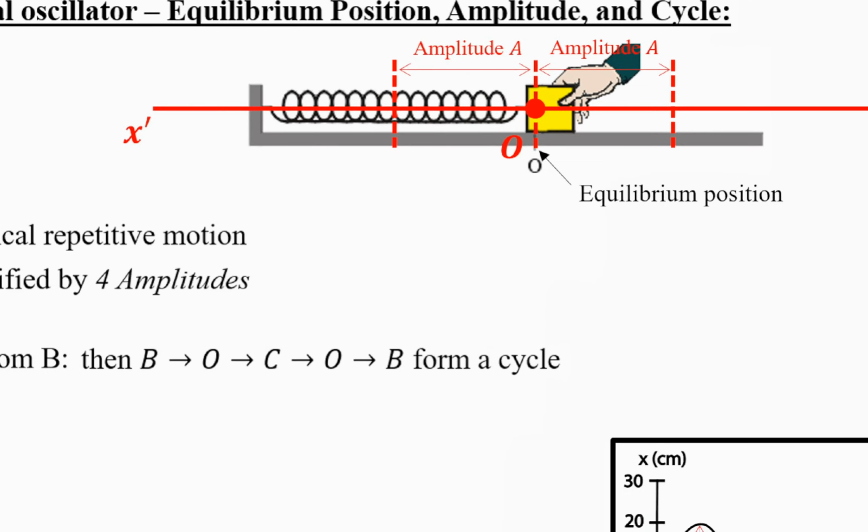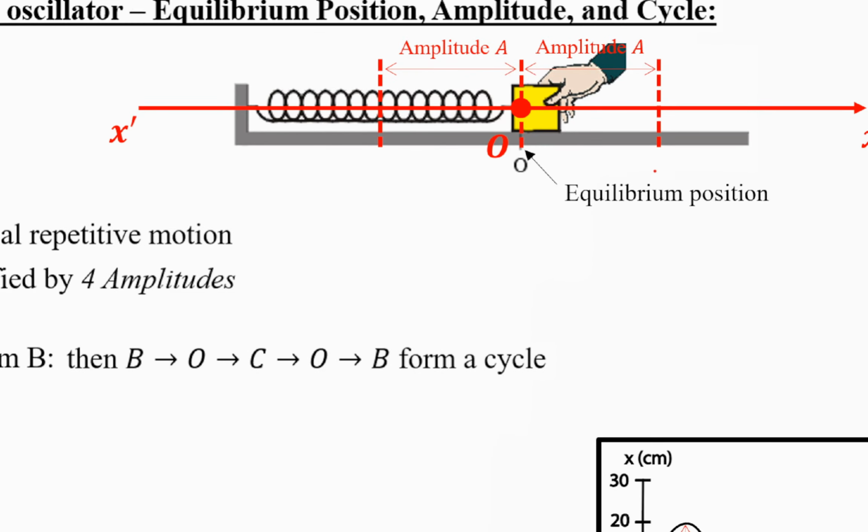So how can we identify a cycle? Suppose we started, let me say that this is B and that's C. How can this block perform one complete cycle? If we start from B, we need to go from B to O, which is an amplitude, O to C, another amplitude, C to O, another amplitude, so that would complete 3 amplitudes, and O back to B, which completes a cycle given by 4 amplitudes.